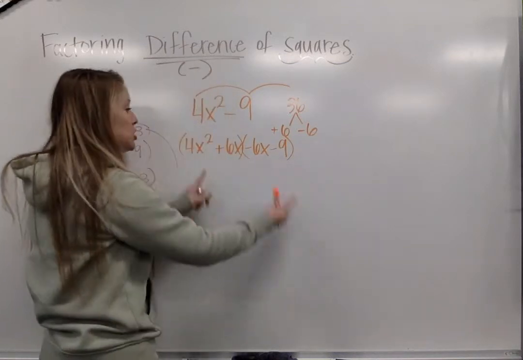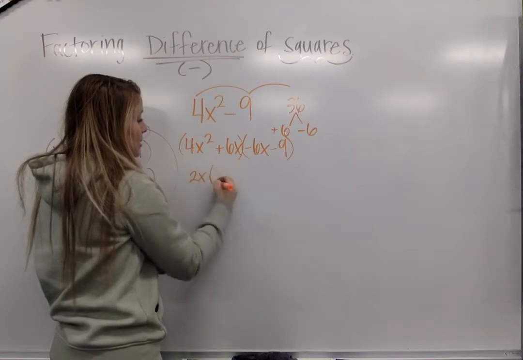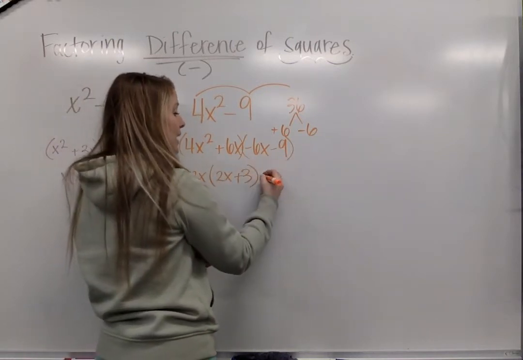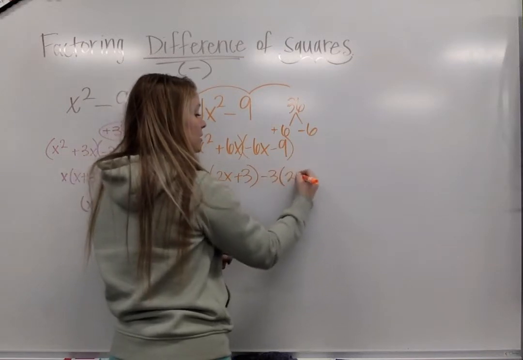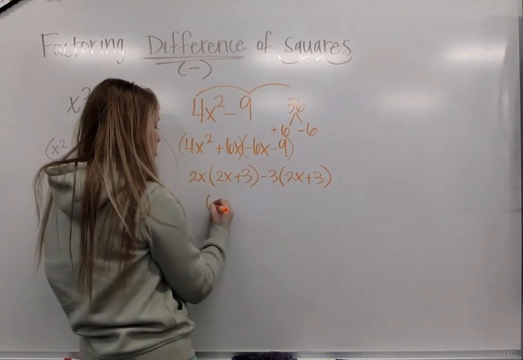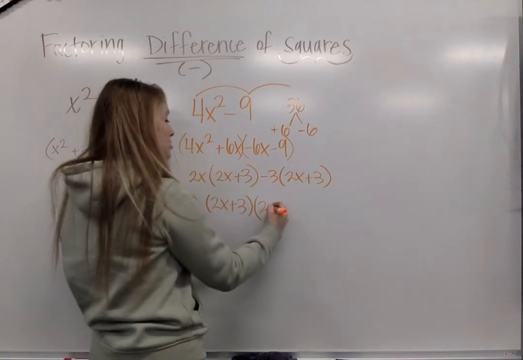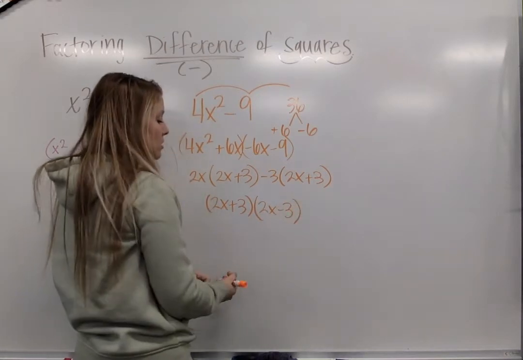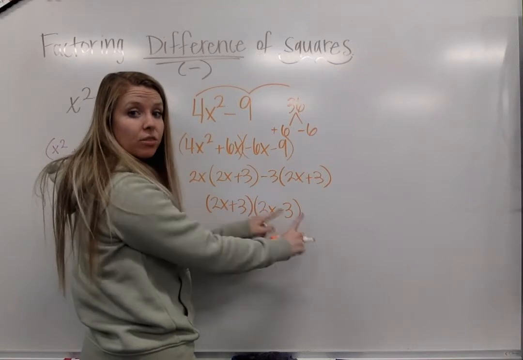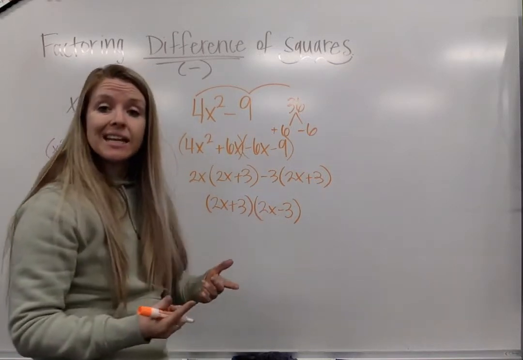Cool. So we group. Here we have a 2x in common, which leaves me with 2x plus 3. Here I have a negative 3 in common, and I get 2x plus 3. So together, I've got 2x plus 3 and 2x minus 3. Notice the factors are the same, 2x, 2x, 3, and 3. The only difference is one is positive, one is negative. That's going to happen every time.